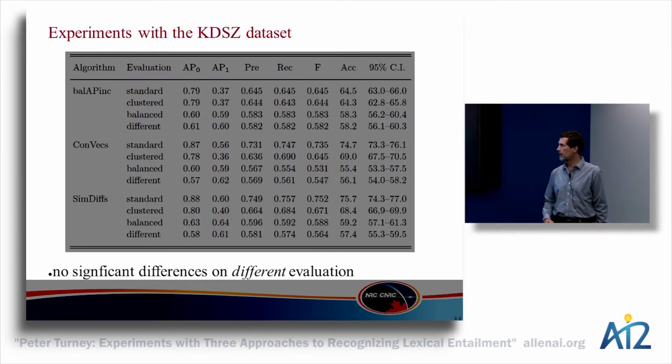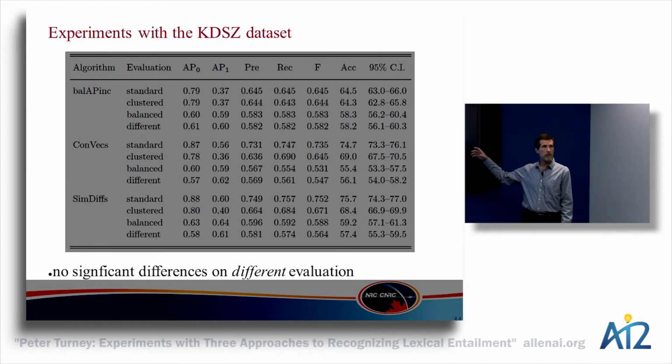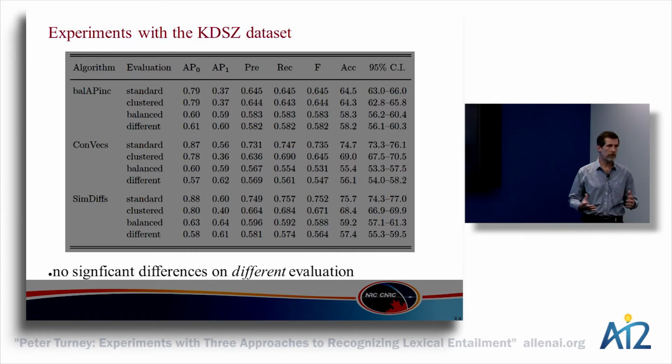So I think the most realistic situation is what we call the different situation, where you're trained on a completely different data set and then you test on the Kotlerman data set. Because in a real world scenario, you're going to train your system on whatever data you have to build your system, and then you're going to turn it over to someone to use for some practical application. And the data that they're going to be feeding through it may be completely different from the kinds of pairs that you have in your training data.